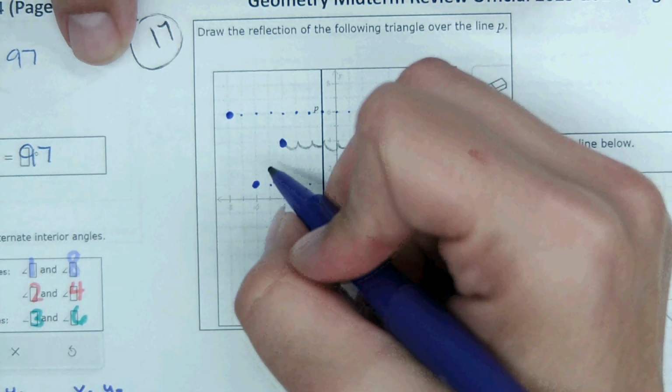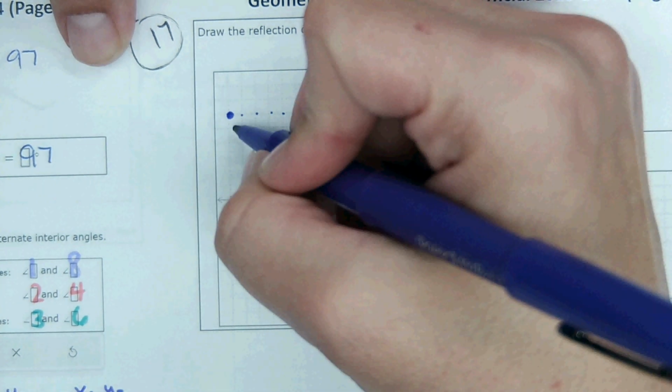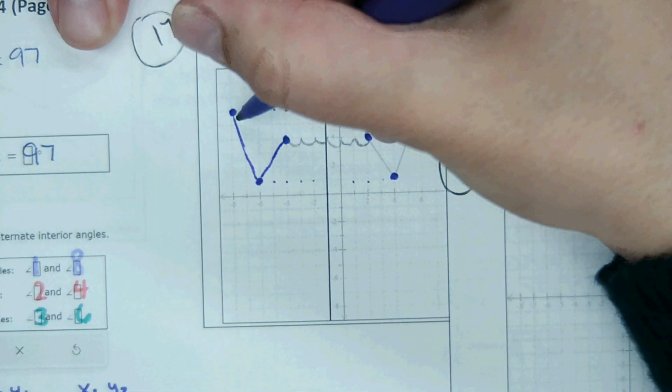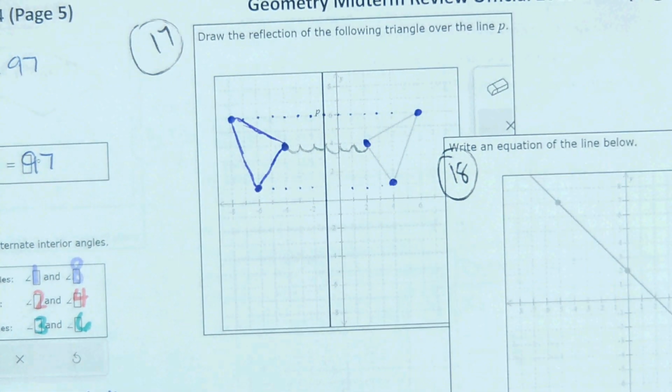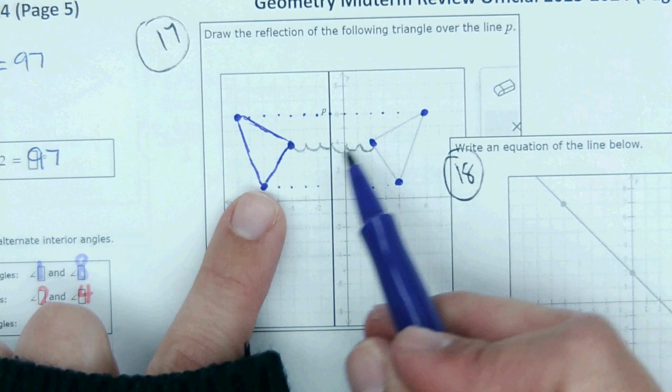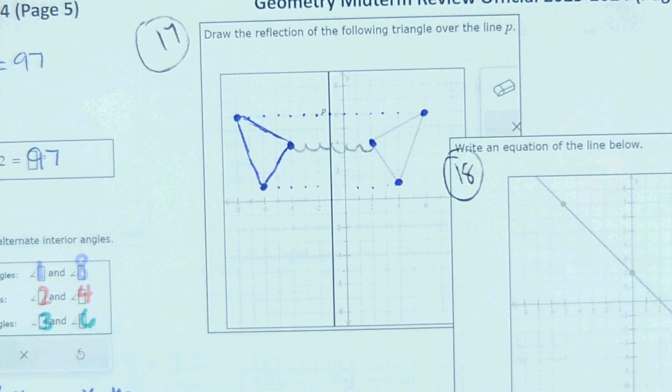And then your last step is to connect the dots. And then, of course, just visually check it. If it's not quite right, usually it'll look a little bit different, and then you can check it.